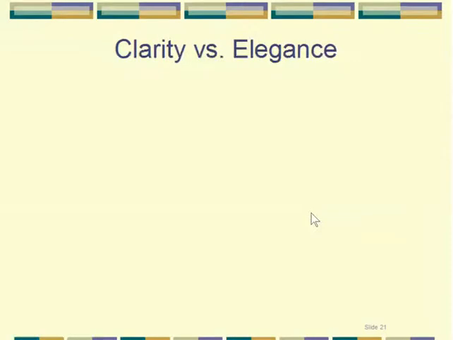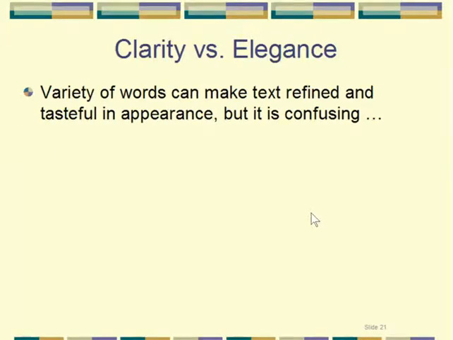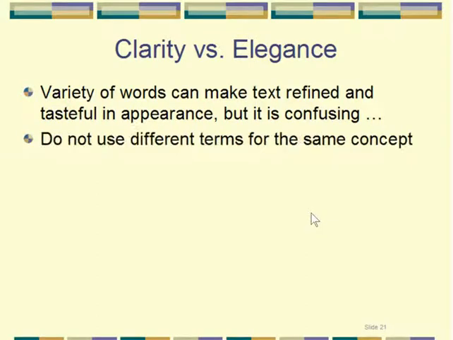Let's now consider the issue of clarity and elegance. Sometimes the two clash, and we should always prefer clarity over elegance. This is because we are in science, not in poetry. Variety of words can make text refined and tasteful in appearance, but it is confusing. So do not use different terms for the same concept. That is confusing.